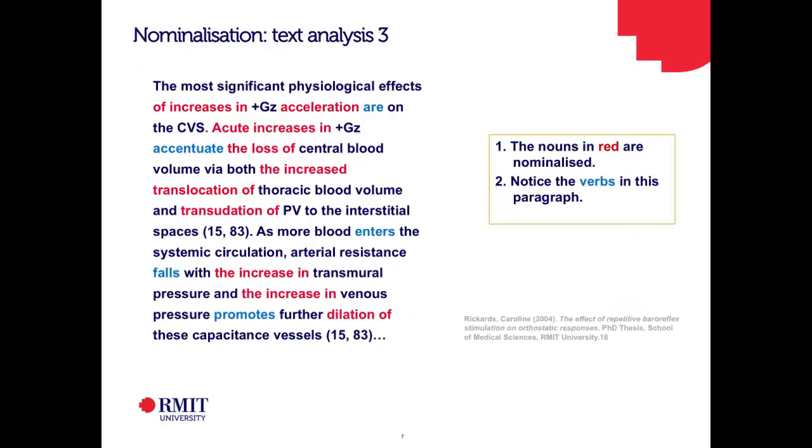In this text example that describes a physiological process which takes place under G-force, the nouns marked in red are those that have been nominalised. Again, you can see how the verbs become clear markers of effect and degree of impact. Pause the video while you read and look at this more closely.